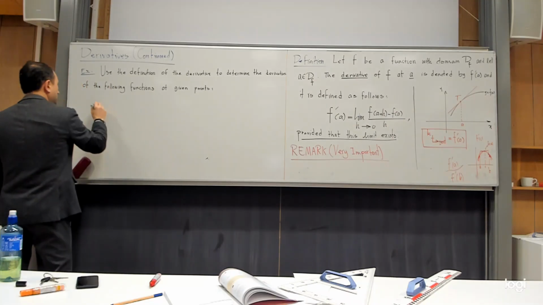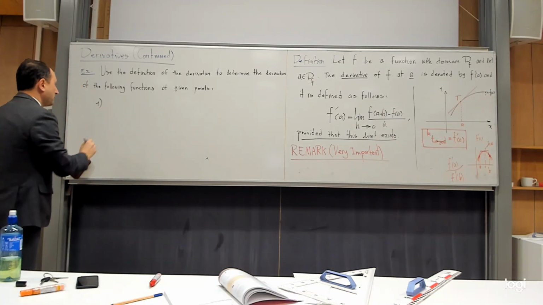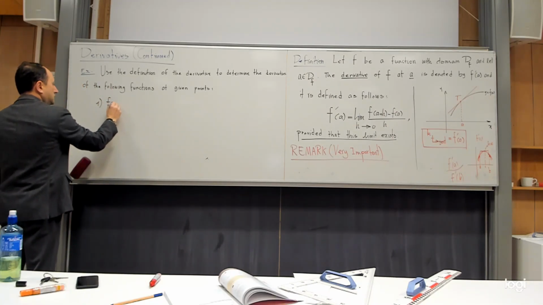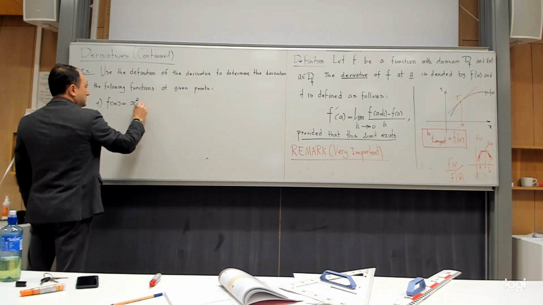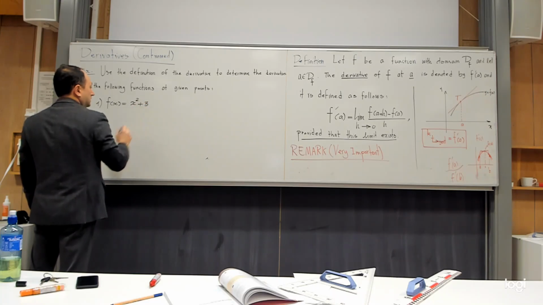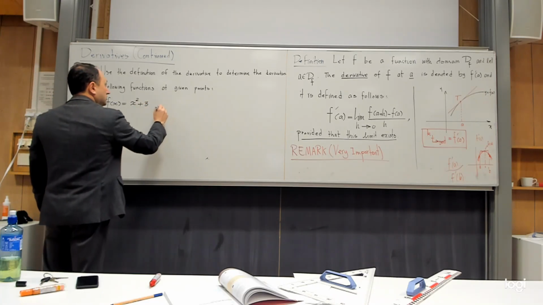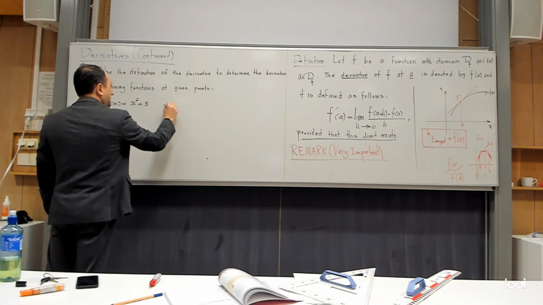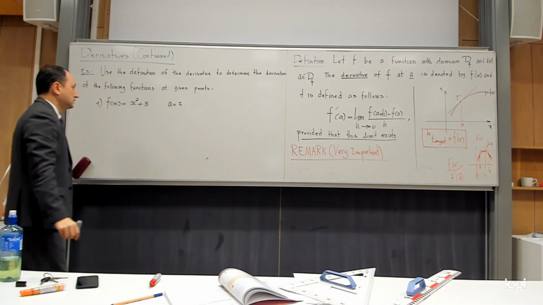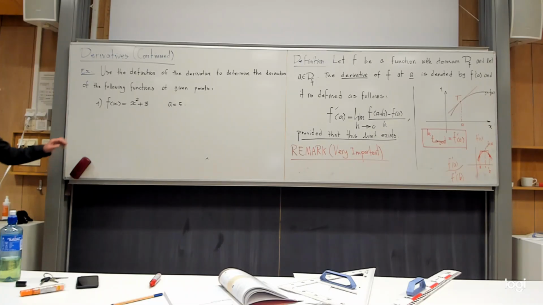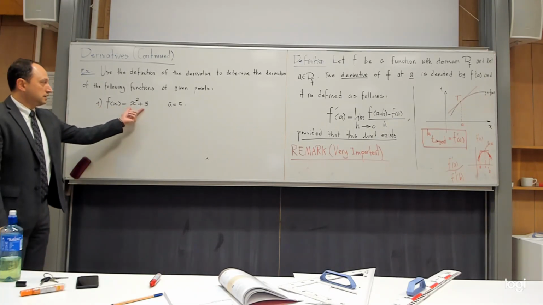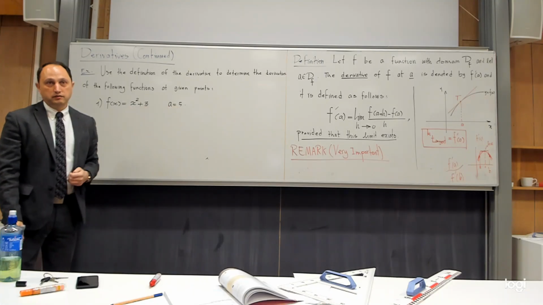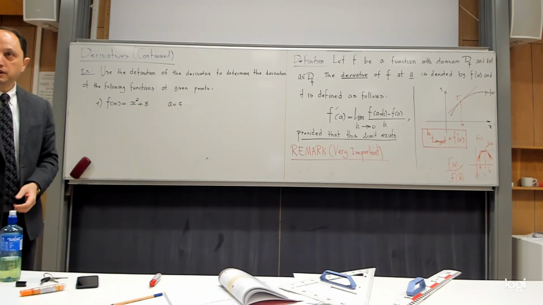So for example, let me start with a simple example. I give you f of x equals x squared plus 3, and then I ask you to calculate the derivative at the point a that I give you, for example, 5. So we want to calculate the derivative of f, which is given, at this point, which is also given. That's a standard problem, yes?